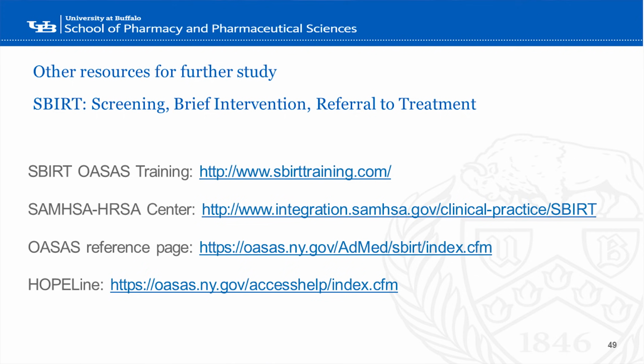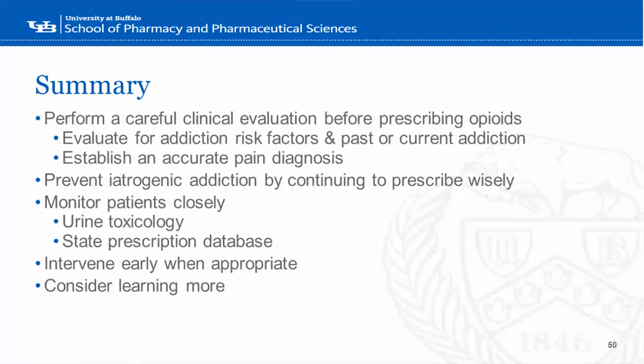Here are some other resources that are available for physicians who want to learn more about SBIRT, screening, brief intervention, and referral to treatment. There are a couple of sites, one here in New York State for OASIS and the federal site where you can learn more about SBIRT. OASIS has a reference page that you can access about treatment programs, and there's a Hope line that can also be accessed online. In summary, perform a careful clinical evaluation before prescribing opioids.